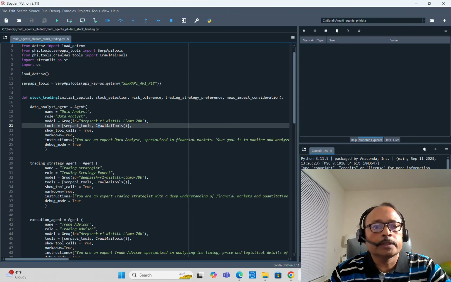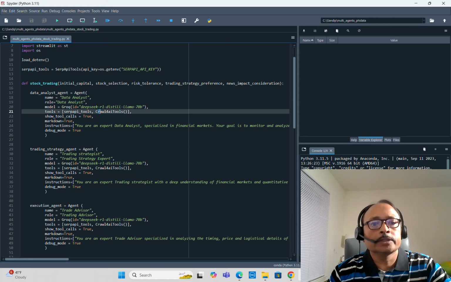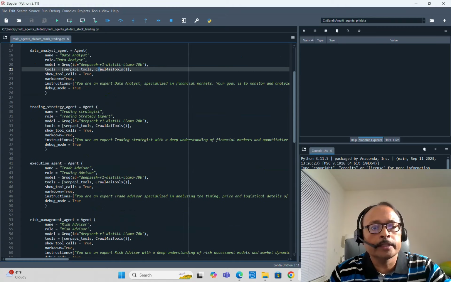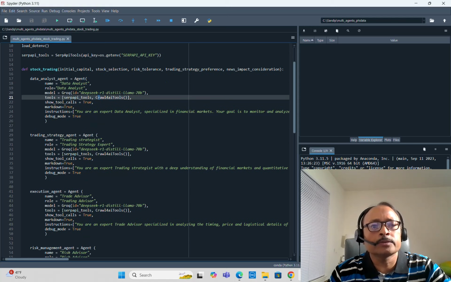So here we are basically creating a function, stock trading. We are passing all these user specified details: preferences, initial capital, stock selection, risk tolerance, trading strategy preference, that is daily trading, etc., news impact consideration, whether it is true, false, etc. Then we are defining the 4 agents: data analyst agent, name is data analyst, role data analyst, and model same. Through Groq we are using the DeepSeek-R1 model. For each of these agents, we are using both of the tools, SerpApiTools as well as Crawl4AI tools.